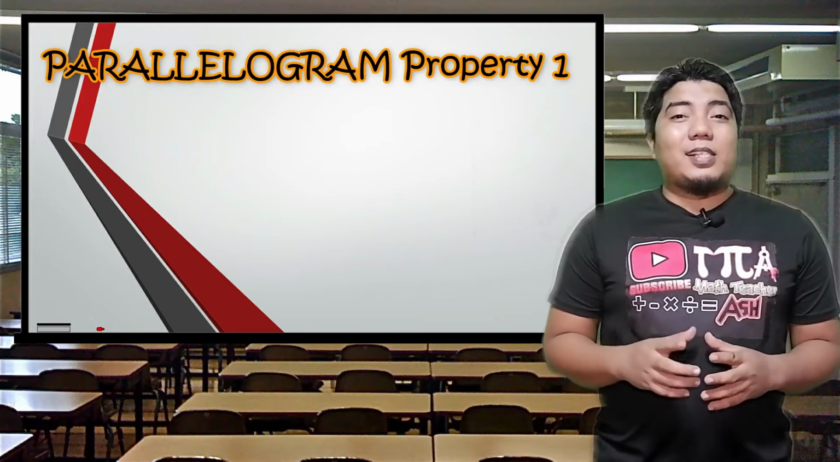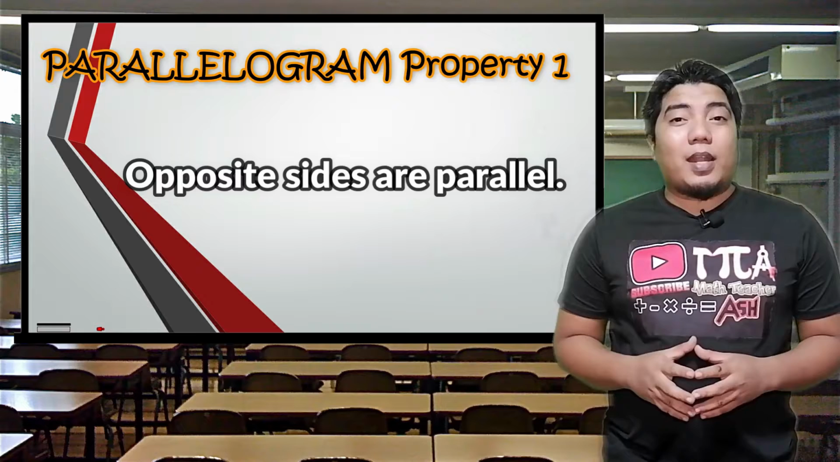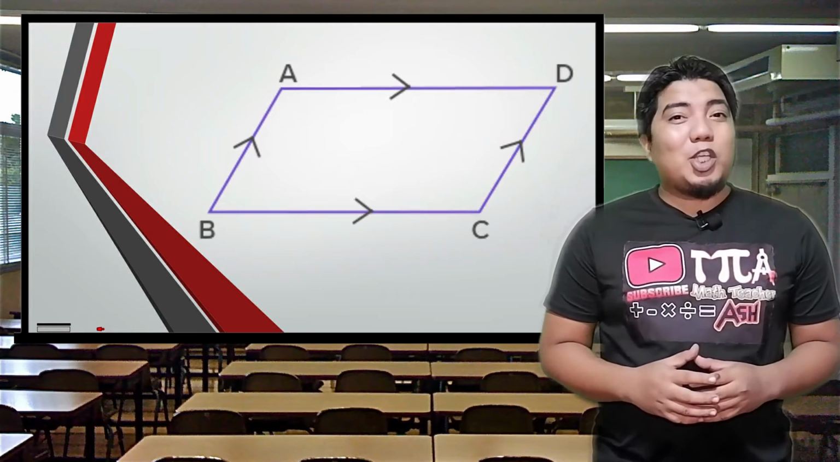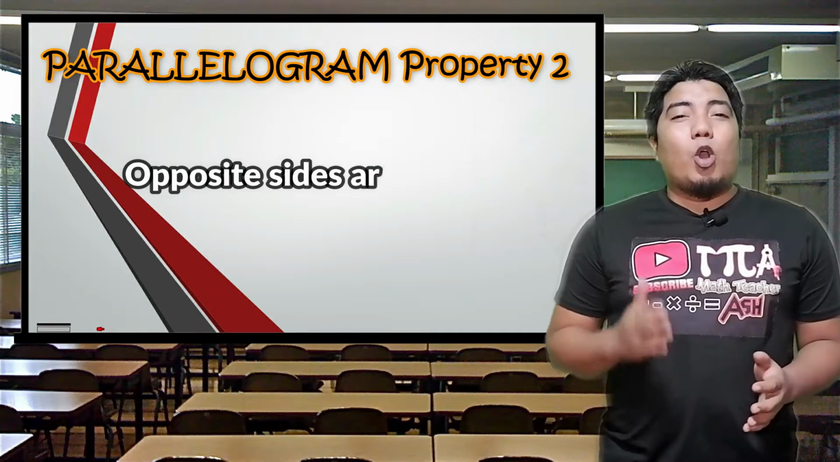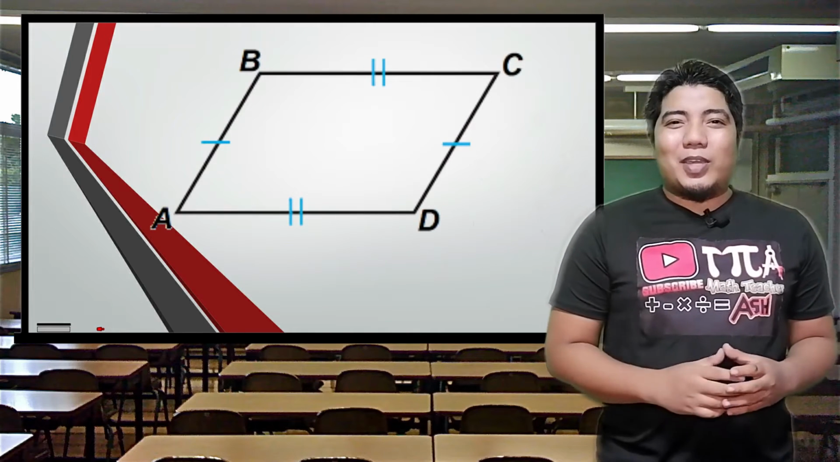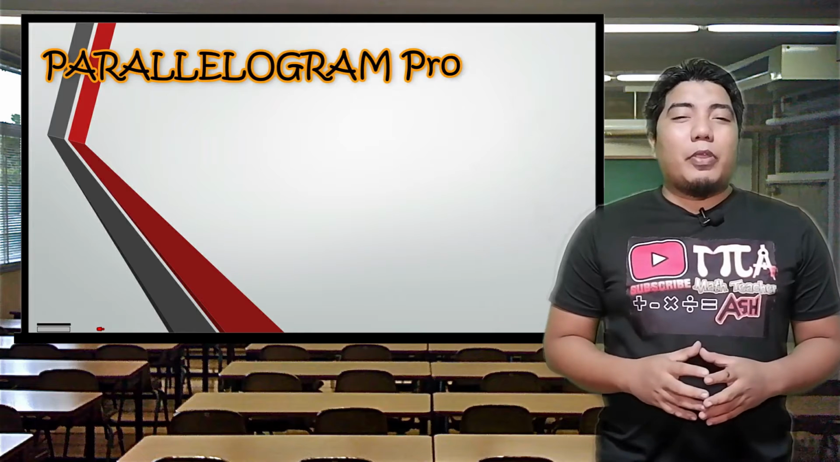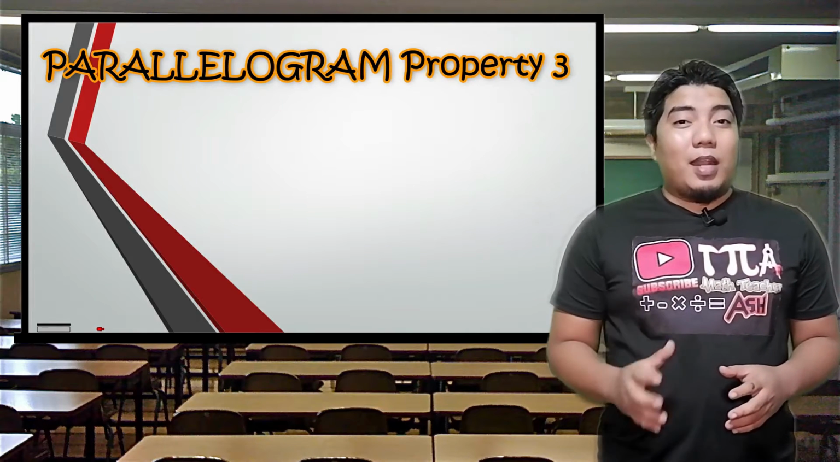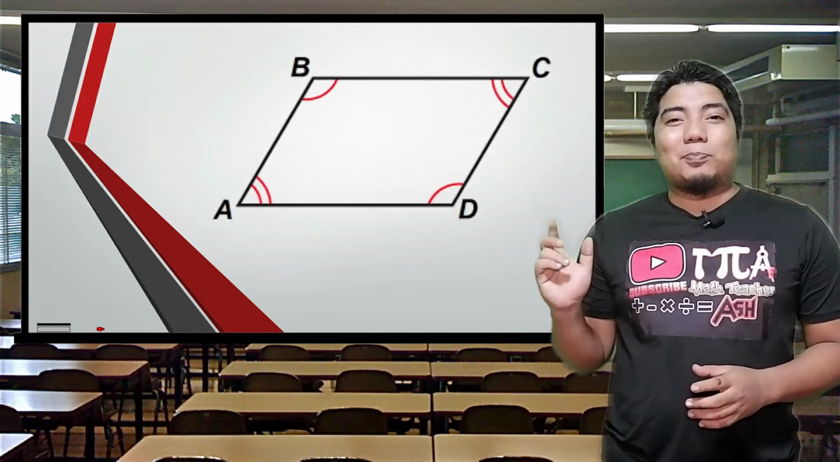Property number 1 says that in a parallelogram, opposite sides are parallel. That is by its definition. Property number 2 says that in a parallelogram, opposite sides are congruent. Example of that is this figure. Okay, now let's go to property number 3. Property number 3 states that in a parallelogram, opposite angles are congruent. Example of that is this figure.